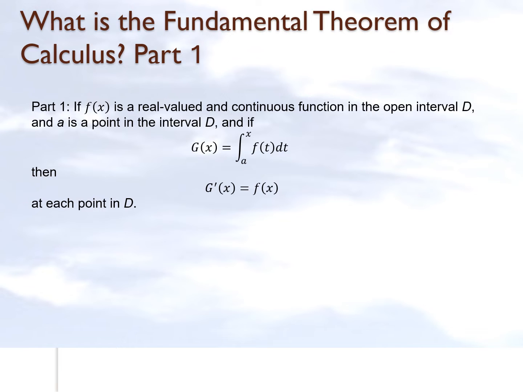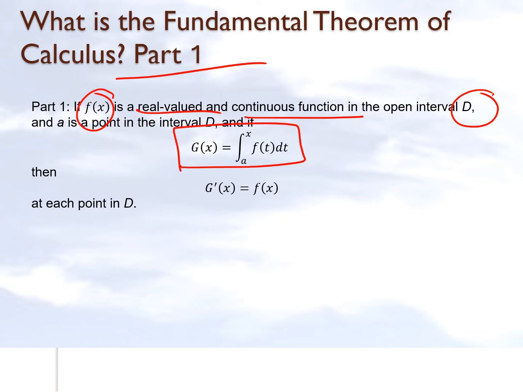So in order to understand this, we have to look at the fundamental theorem of calculus. There are two parts to it. One is that if the function f of x is a real valued and continuous function in some interval D, and a is a point in this interval D, and you are integrating this function f of x from a to x, so in this case you are integrating f of t, t being the silent variable here, which used to be called a dummy variable many years ago. So you have g of x is equal to the integral from a to x of f of t dt. So you're integrating the function f of t from a to x.